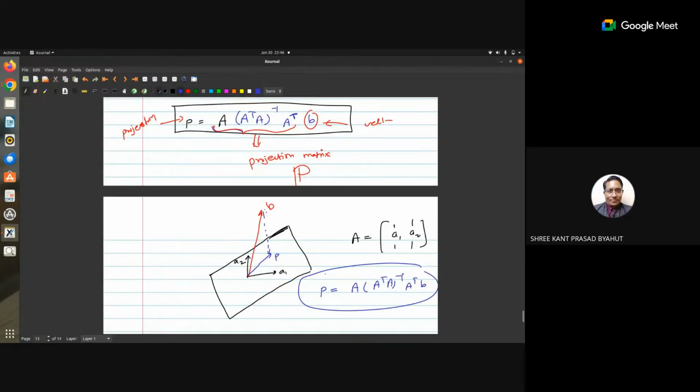This formula, A into A transpose A inverse into A transpose, will give a scalar value? No, a matrix. It's a projection matrix. Matrix times vector will give a vector, right? Correct. You can find out the dimensions later on.